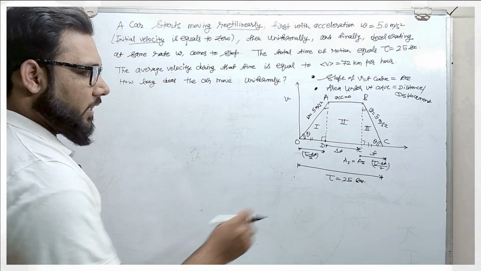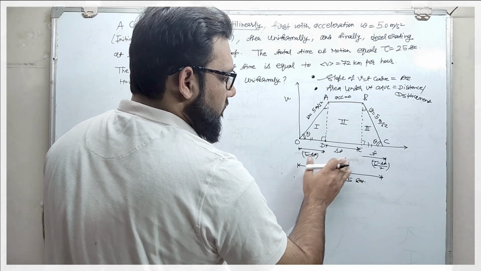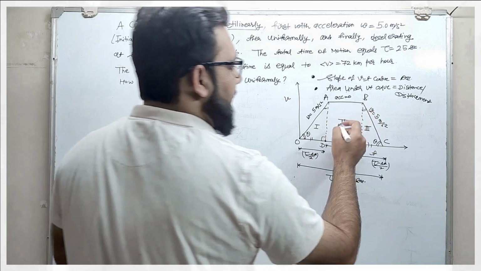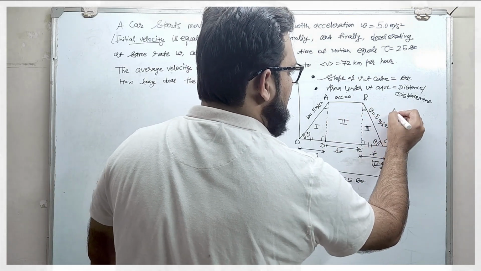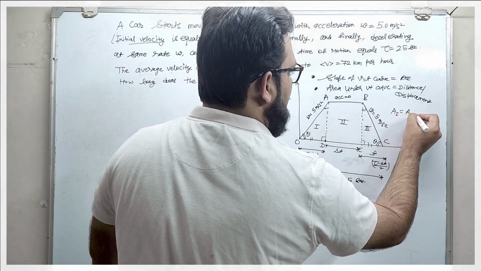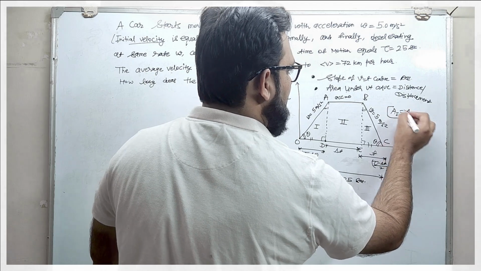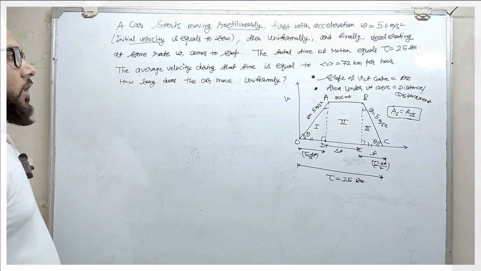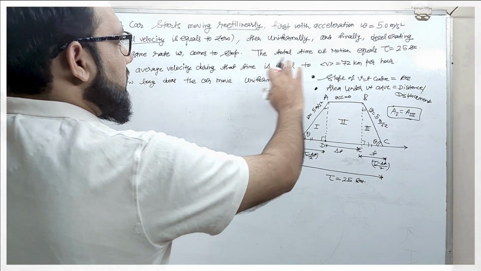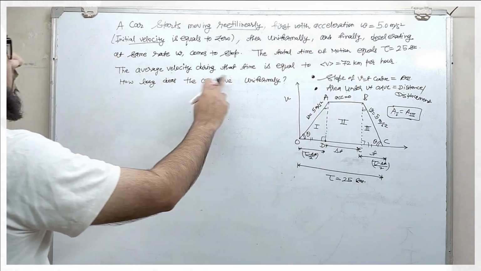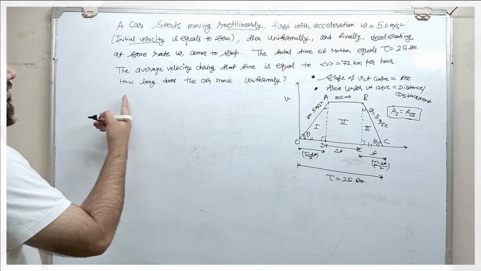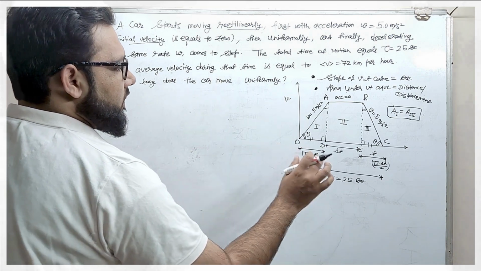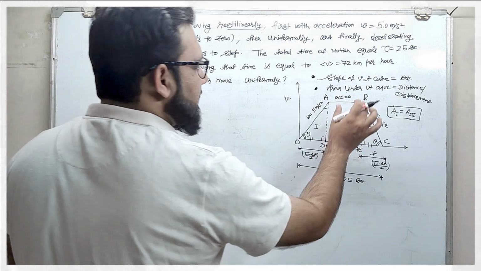Okay, here, we write another thing: the area A1 and the area A3 will be equal because of geometrical properties. Is it okay, guys, till now? So now what is asked: the total time of motion. The average velocity is already given, and how long does the car move uniformly. So we have to find out the distance AB.